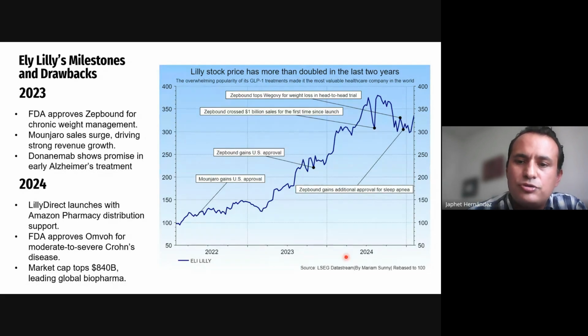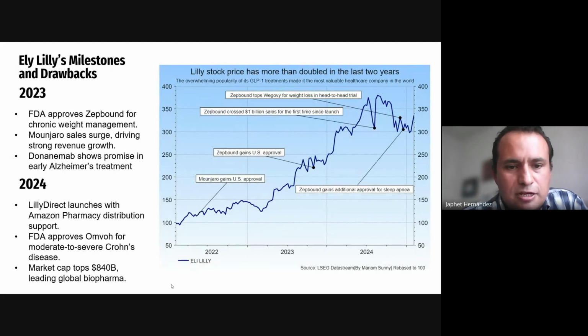Later in 2023, there was another burst with the approval of Zepbound by the Food and Drug Administration in the United States in November 2023. And it didn't just enter the market, it dominated. Within months, it hit 1 billion in sales, outpacing the competitor, a drug called Wegovy, in trials. The stock, as you can see, skyrocketed, and by early 2024, Lilly became the world's most valuable pharma company.